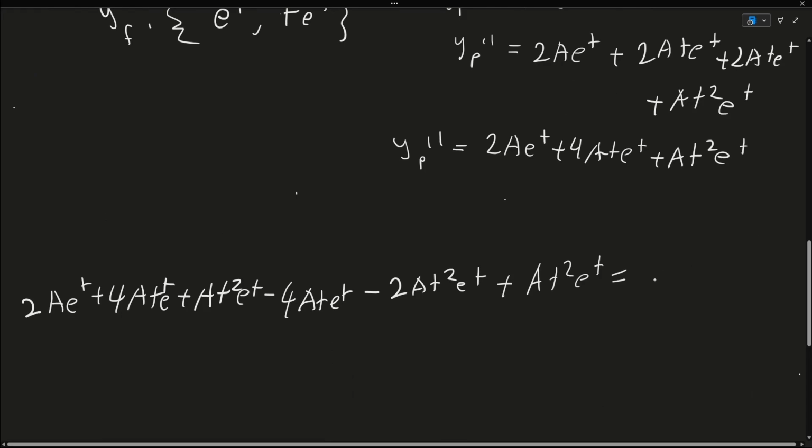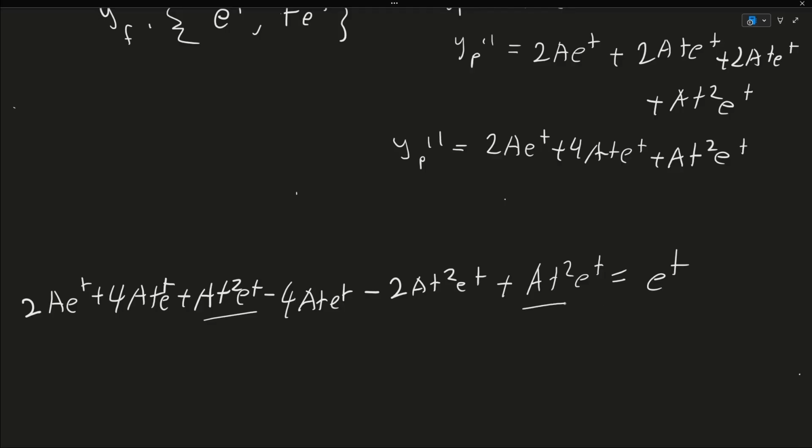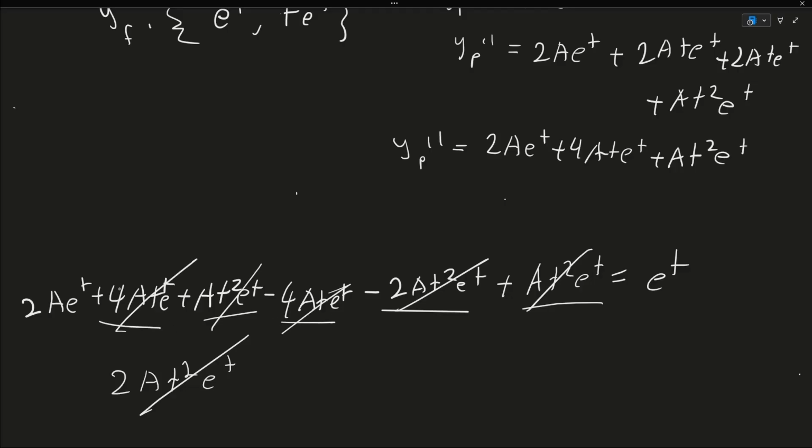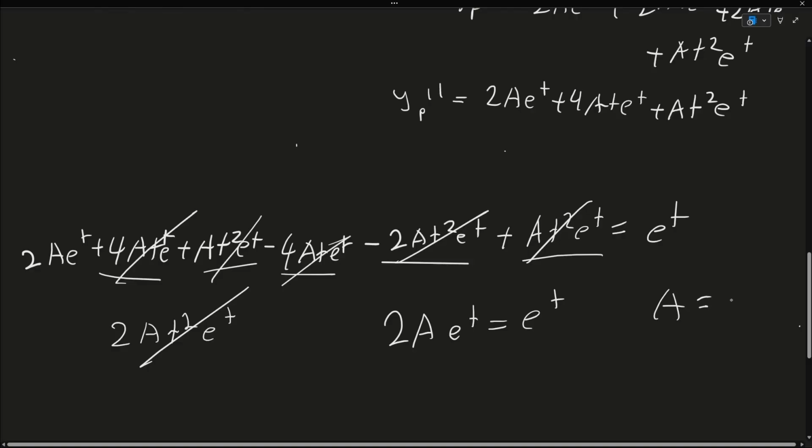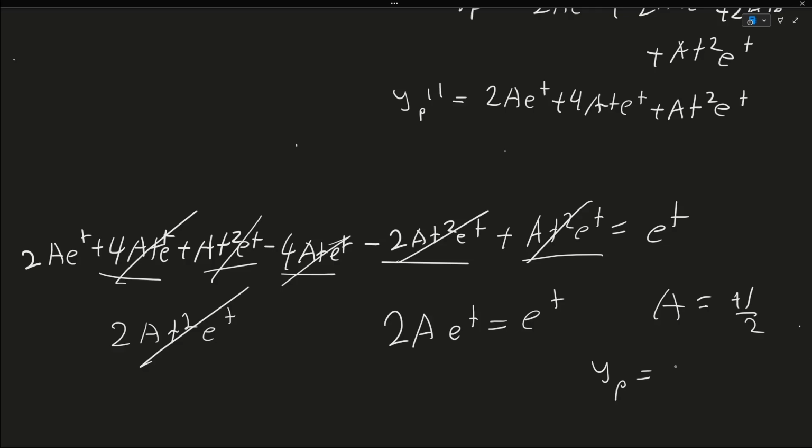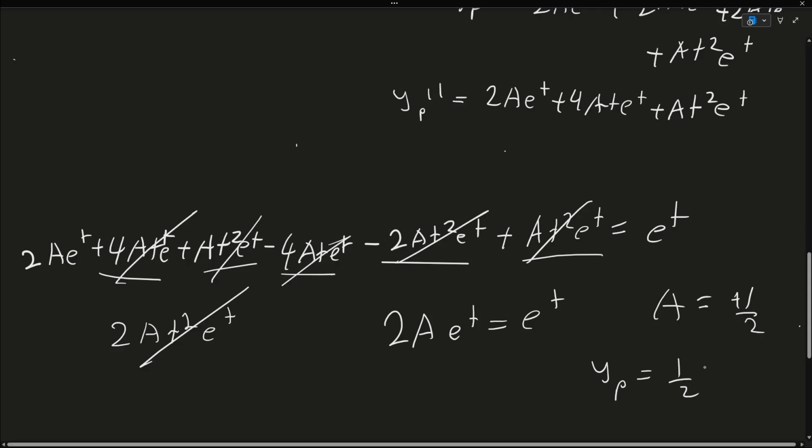So at squared e to the t, we have 2, so we will write that 2at squared e to the t. And we subtract 2at squared e to the t too, so we can just get rid of that. We are subtracting these two, so we are left with 2a e to the t equals e to the t. This gives us a equal to 1 over 2. So y particular will be 1 over 2 t squared e to the t.